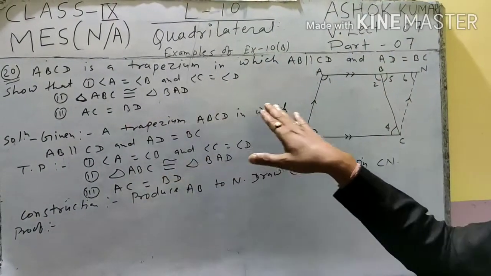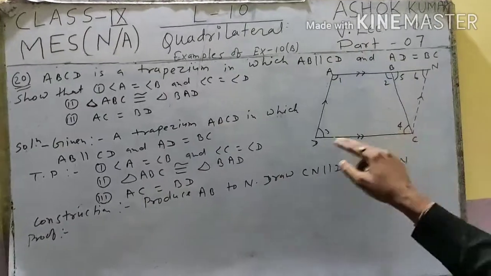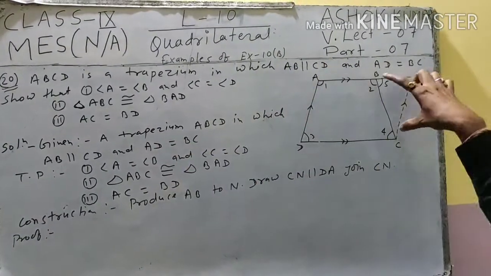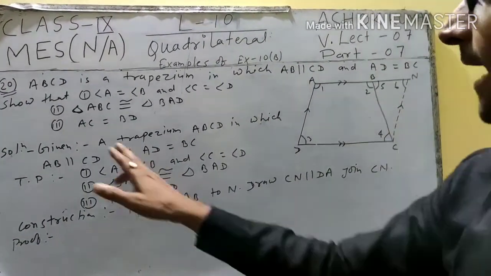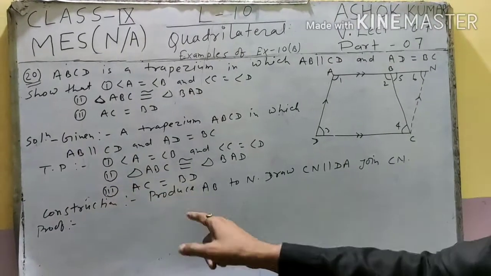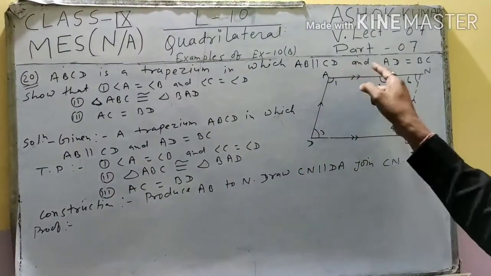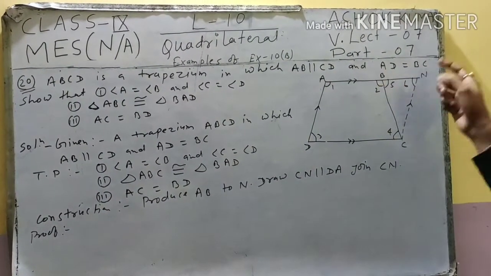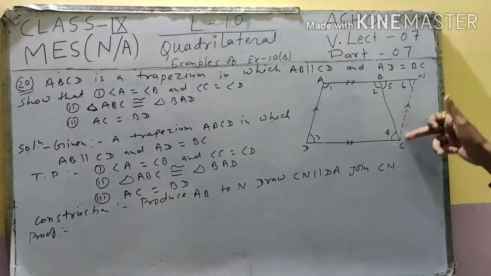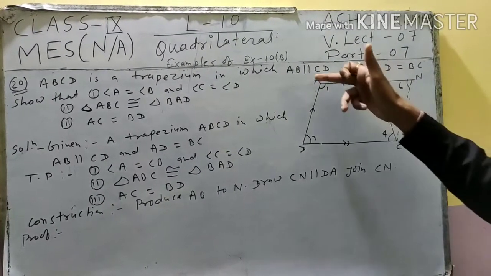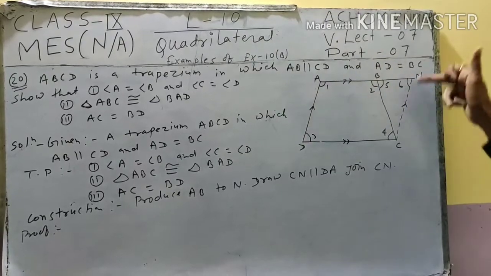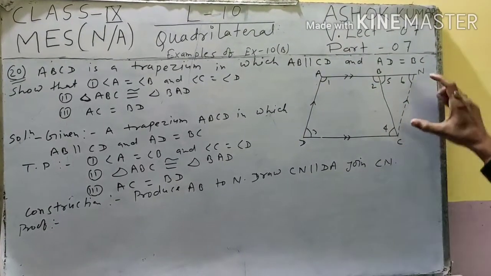A trapezium ABCD in which AB is parallel to DC and AD is equal to BC. Again, to prove, here write down the construction. Produce AB to N such that CN is parallel to DA, and join CN.